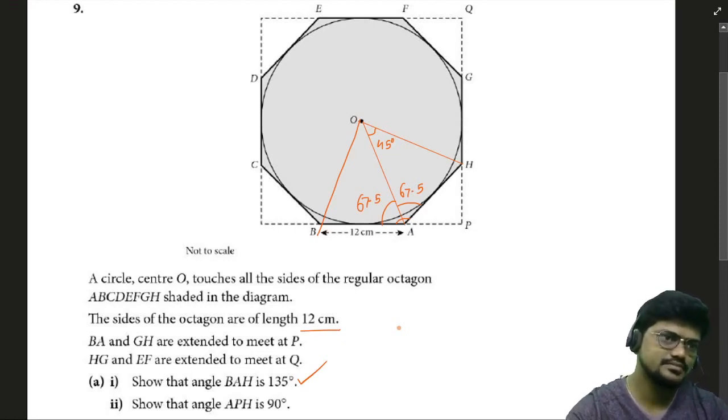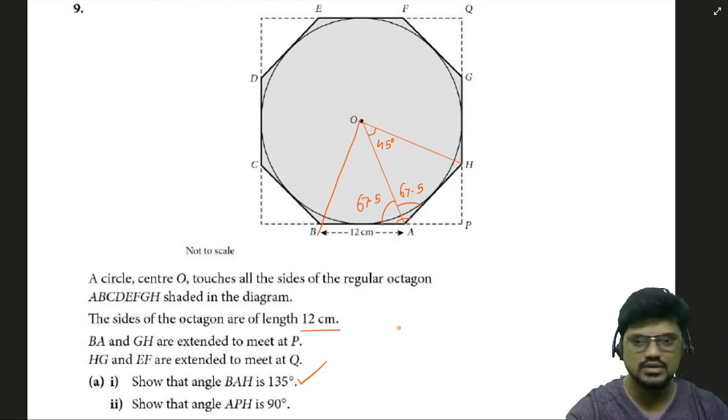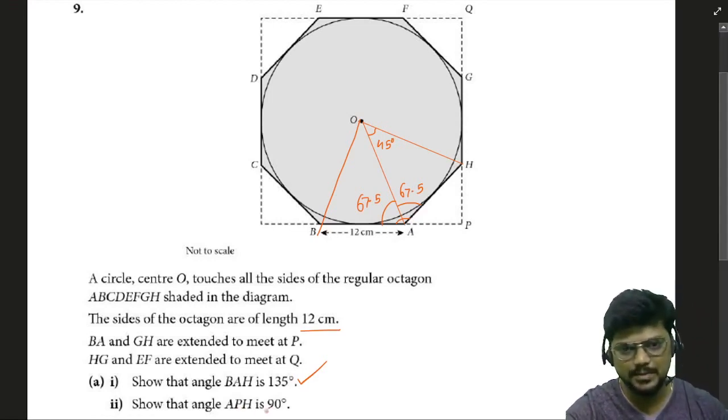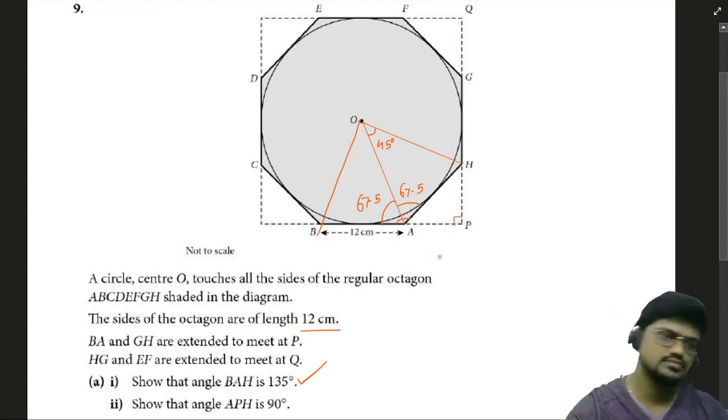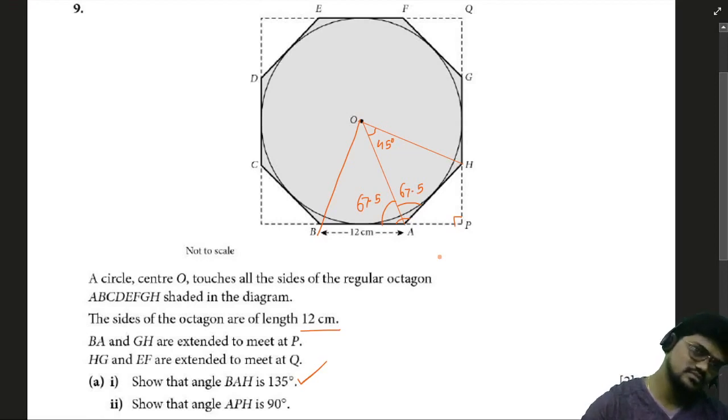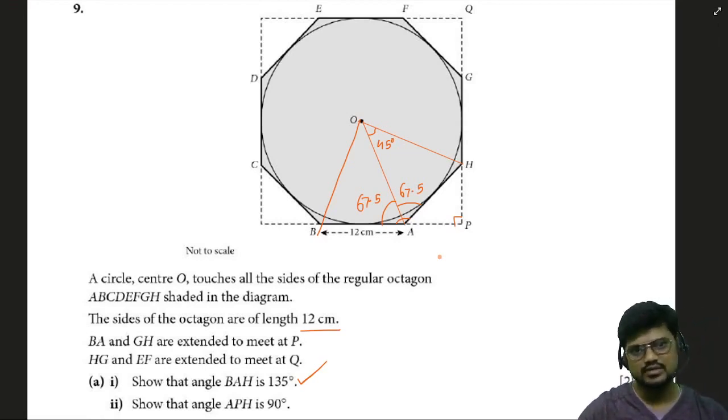Understood this? Yeah. Similarly, show that angle APH is 90 degrees. How will you show that APH is 90 degrees? It's a square. Yeah, so 90 degrees. You can show it like this also.